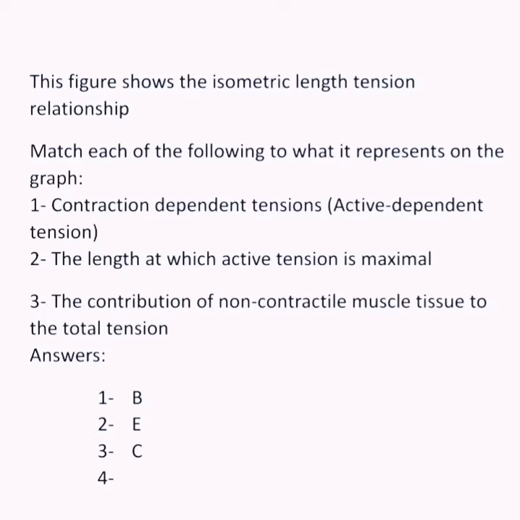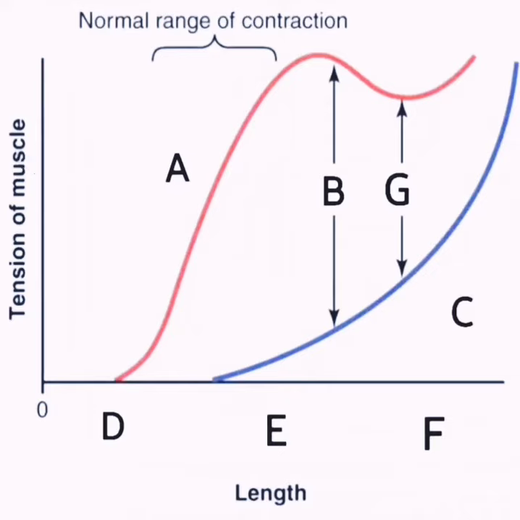Now we're going to go to the third question. The contribution of non-contractile muscle tissue to the total tension. Again, take your time while reading the question. The contribution of non-contractile muscle tissue to the total tension. Now think of what you just read. They want the non-contractile tension. We said that this is the passive tension, and the area under the passive tension, the blue line, would be the total non-contractile tension. Therefore, the answer would be C.